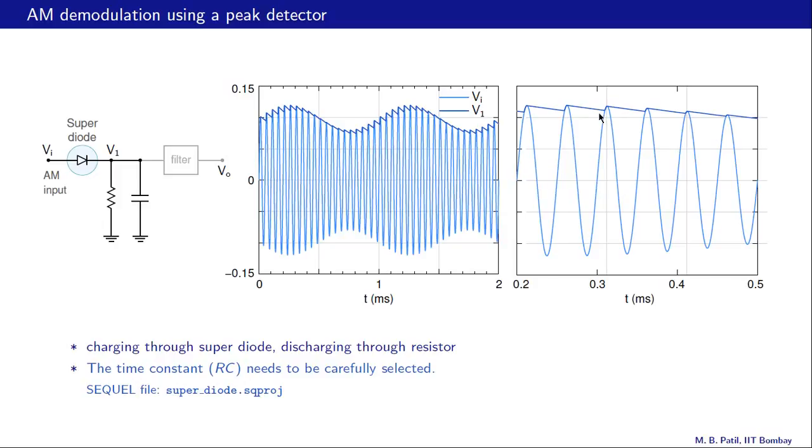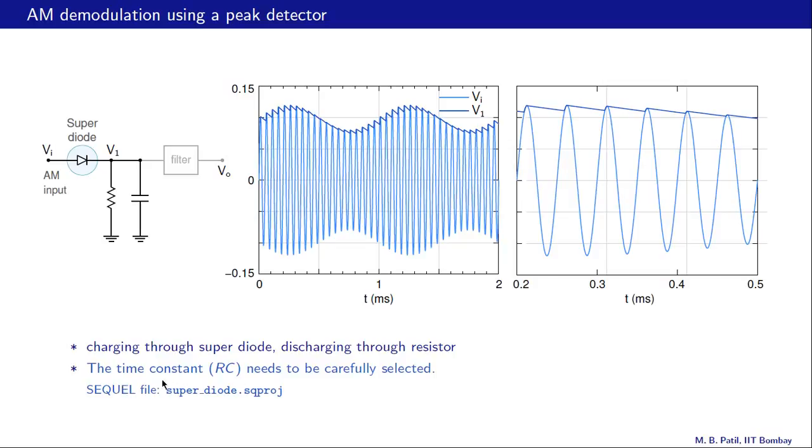And this V1 is almost what we want, but not quite, because it has got this little ripple riding on it. So it is not this envelope that we are seeking, but the envelope with some ripple voltage on top of it. And we of course want to remove that ripple voltage, and that is done with this filter here, which we have not shown in detail. So the final output is the output of this filter, which is indicated here by Vo.